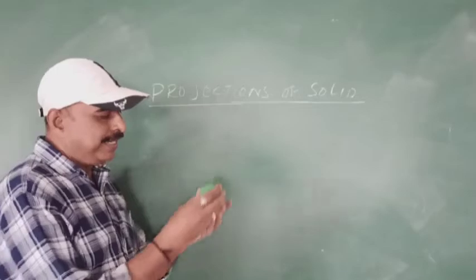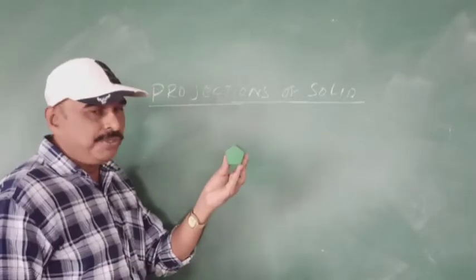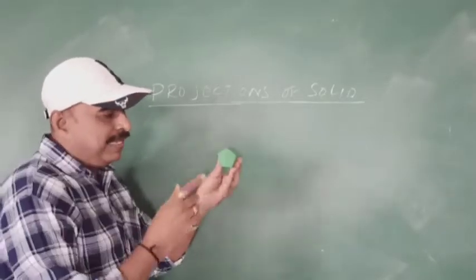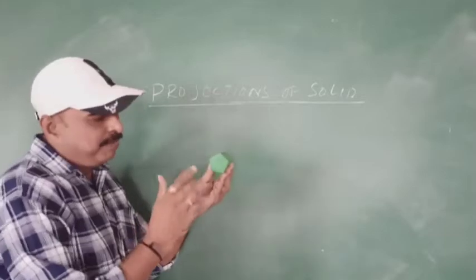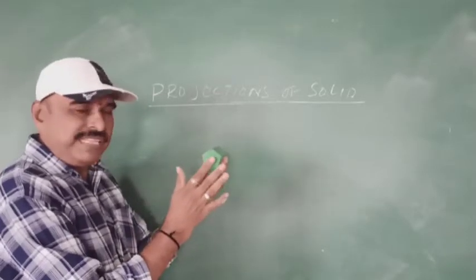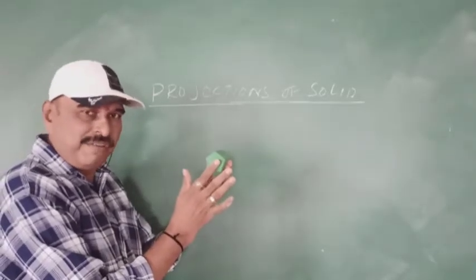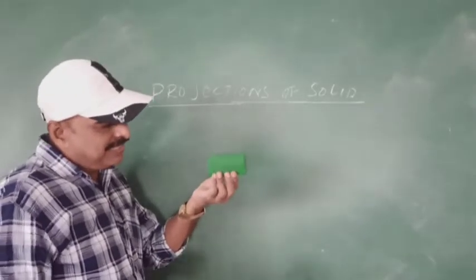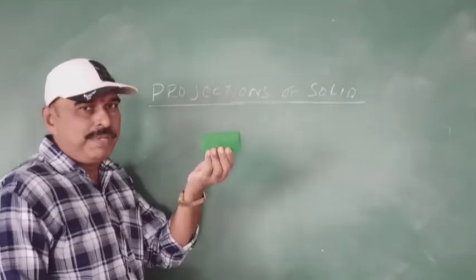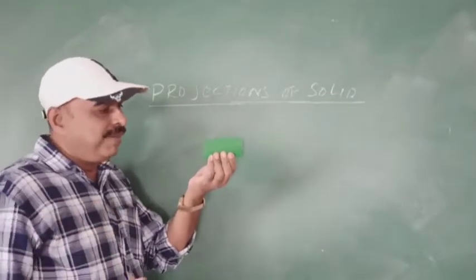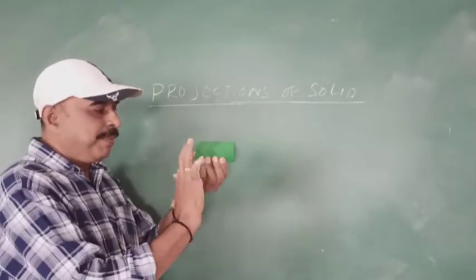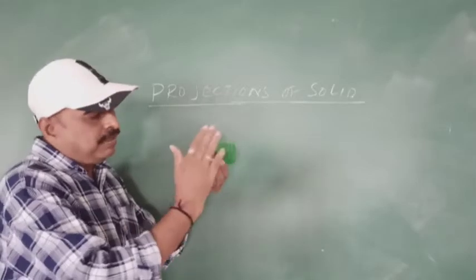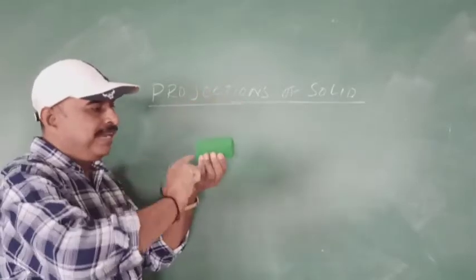Then another case is axis perpendicular to VP. When the axis is perpendicular to VP, you can see the true shape in the front view. Right? Similarly, another case is when the axis is parallel to both HP and VP. In this case, the true shape can be seen in the side view, not in the front view, not in the top view, but in the side view.